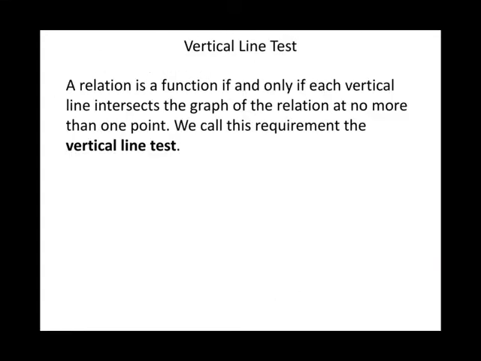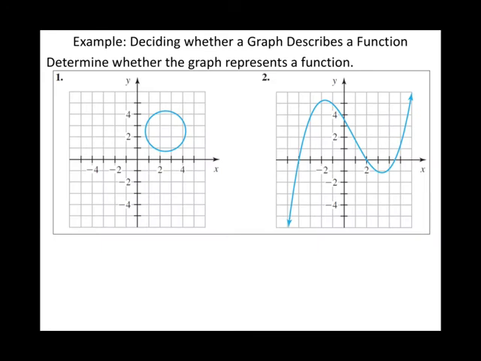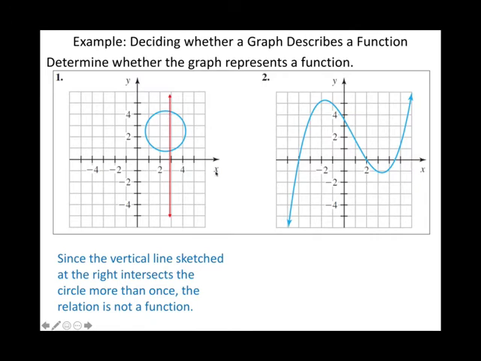Okay, let's try an example. Determine whether the graph represents a function. So I have a circle here. Now I try to use the vertical line test. I'm going to draw the line here. How many points intersect the graph? I have 1, 2. More than 1 point, right? So we know that the relation is not a function.